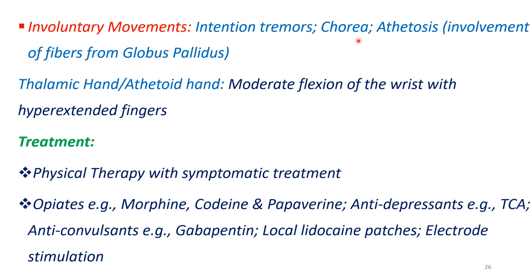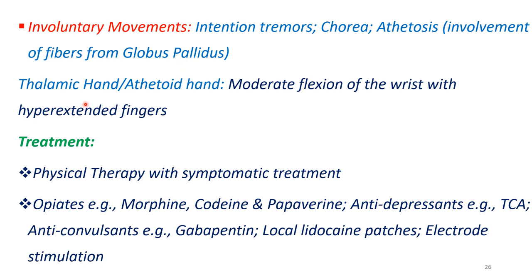Then there can be a multitude of other involuntary movements which are almost opposite to it, like chorea. Chorea is quick jerky movements, while athetosis is slow writhing and twisting movements. Like you see when a worm is moving, that is the jerky and writhing movement. So they are both opposite sorts of movements, but they can occur because of the involvement of fibers from the globus pallidus.